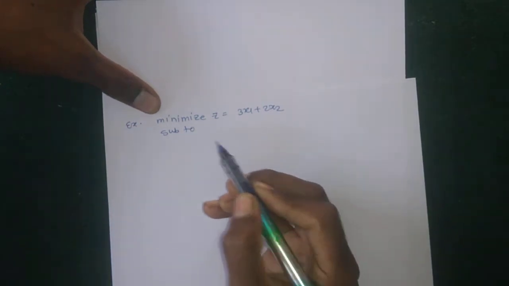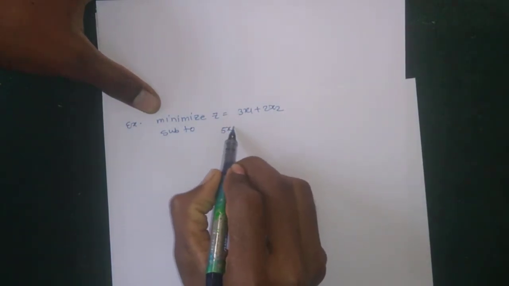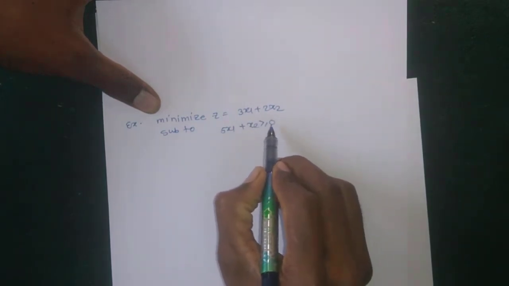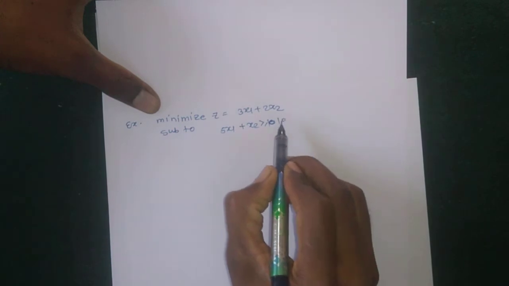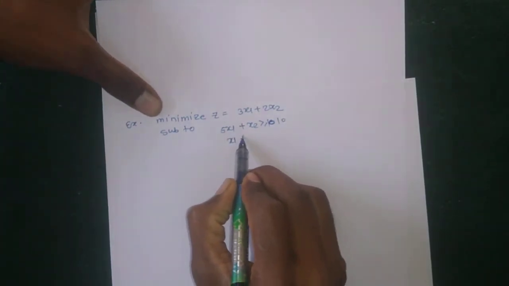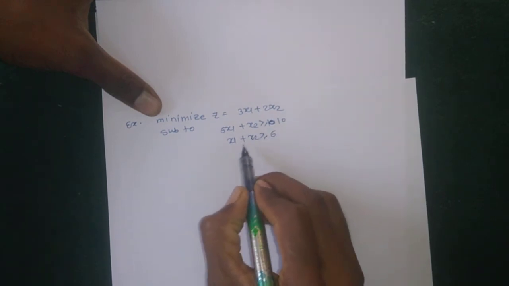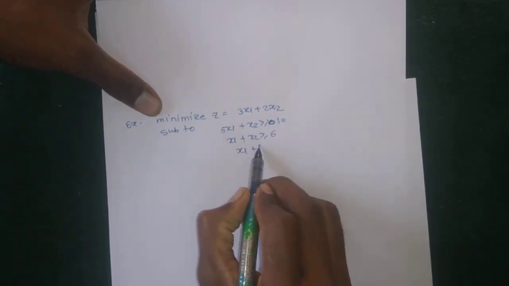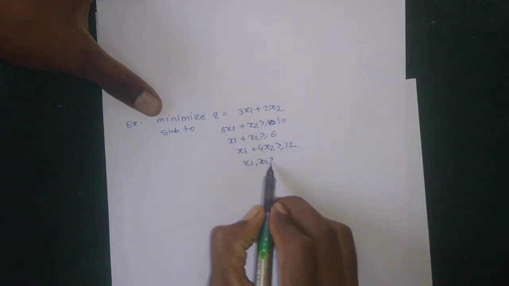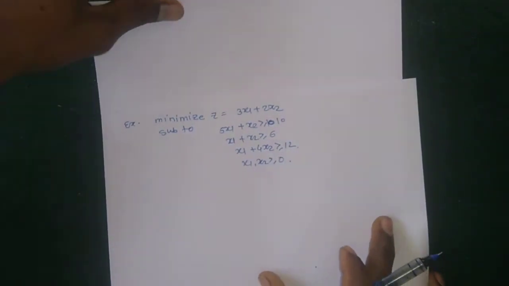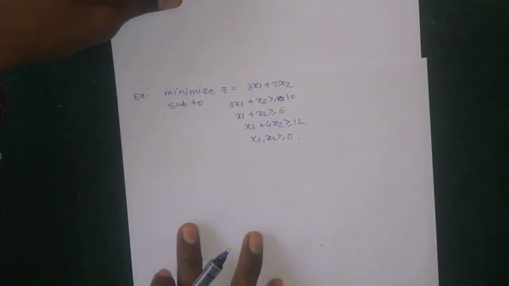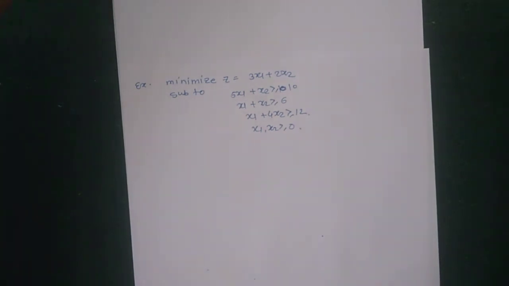the constraints. The constraints are given: 5x1 plus x2 greater than or equal to 10. Then the next constraint is x1 plus x2 greater than or equal to 6, and the next is x1 plus 4x2 greater than or equal to 12, and the non-negative condition. So here the objective function is of minimize type and all constraints are of greater than or equal type.